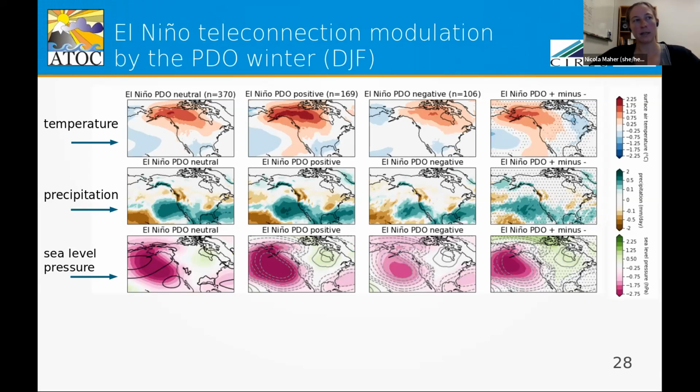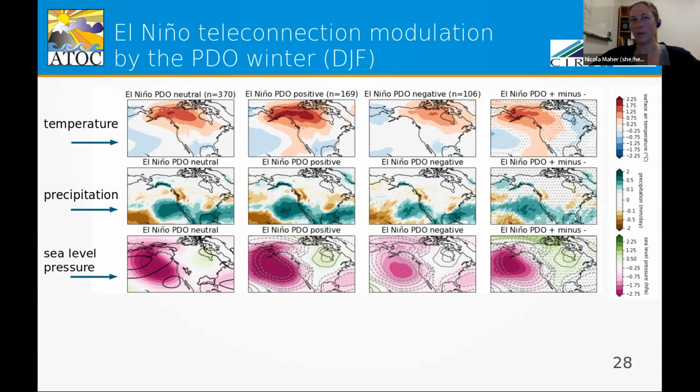If we move over to the next panel, here the gray dashed contours are just the left panel, to see the differences when the PDO is positive and when it's negative. You can see that when the PDO is positive, the Aleutian low is further deepened, enhancing those teleconnections. And when it's negative, it's weakened, weakening those teleconnections. And so basically what we find is the Aleutian low is deepened when the PDO is positive, which brings more warm air to Canada and Alaska and enhances those temperature teleconnections.